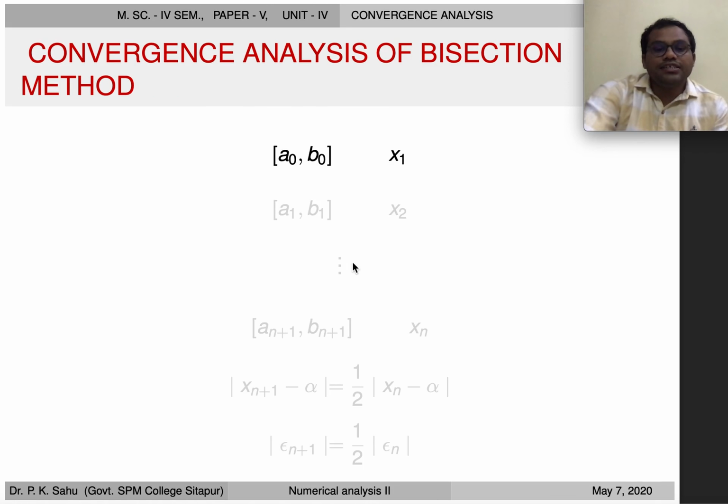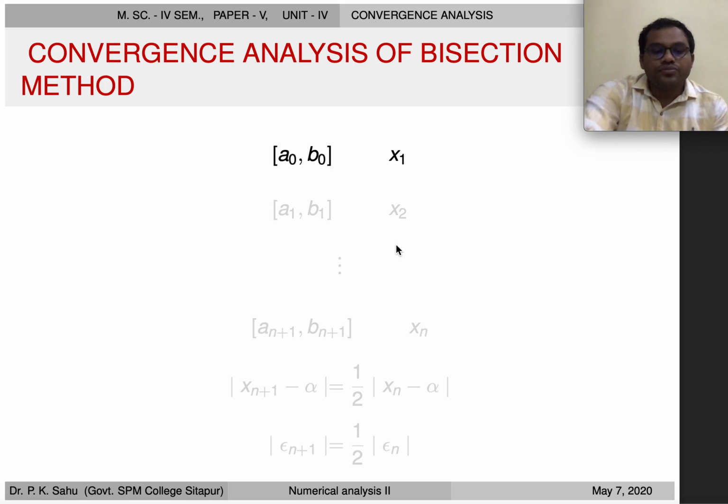So let's start our discussion of the details of the convergence analysis of bisection method. As we know, we have already discussed the bisection method in lectures 1 and 2, so for detail you can see my lectures 1 and 2. We know that the bisection method generates a sequence of iterations. How does it generate? Let's see. It starts with an interval [a0, b0] such that it contains the root of the given equation. Then we take the midpoint of this, which is denoted as x1, means it is the first approximation of the root.